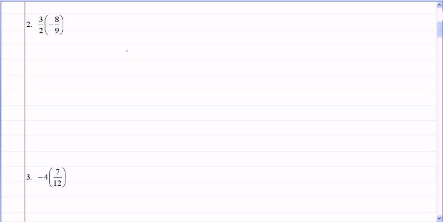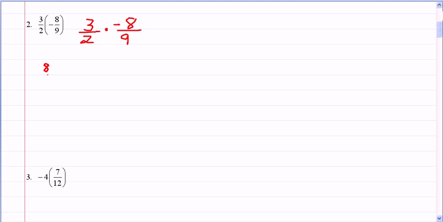For number 2, 3 over 2, and then inside parentheses is negative 8 over 9. So when you have a number in parentheses, it just means multiply. So 3/2 times negative 8/9, and it doesn't matter which number you apply the negative to. I usually bring it to the numerator.